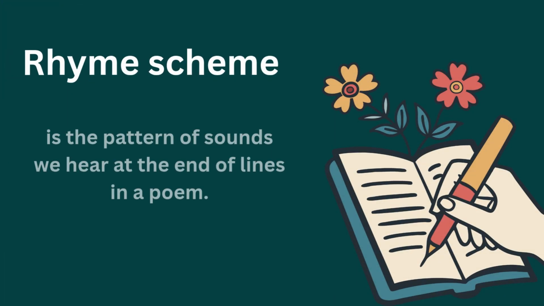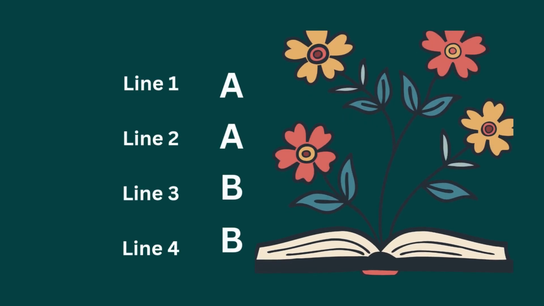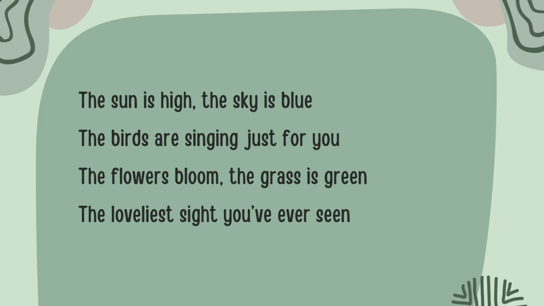Let's start with rhyme scheme. This is the pattern of sounds we hear at the end of lines in a poem. To find the rhyme scheme, it's pretty simple. Just look at the last word in each line and assign a letter for each new sound. For example, if the first two lines rhyme, we'd call them A, and if the next two rhyme, they get a B. Check out the rhyme pattern in this stanza.